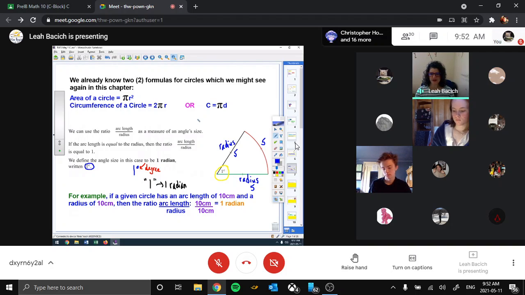So if you have a sector, forgetting about the measurements for a minute, the degrees is in here. This is where degrees is. This is the arc length. The arc length is described in radians. The angle measure is described in degrees. So there's 2 different measurements for the same information given.